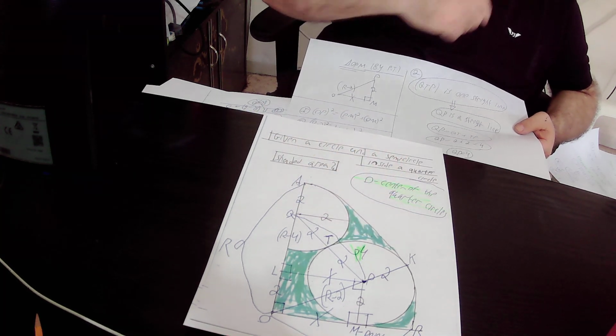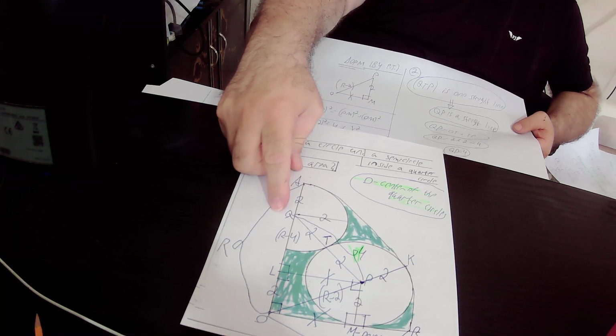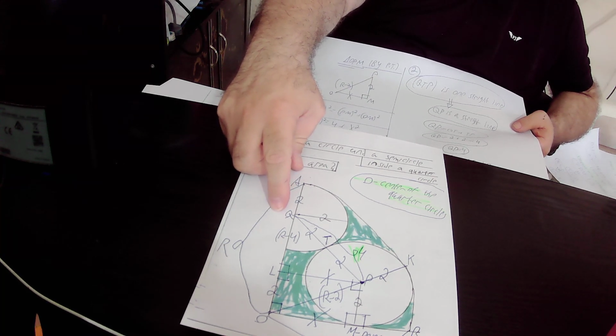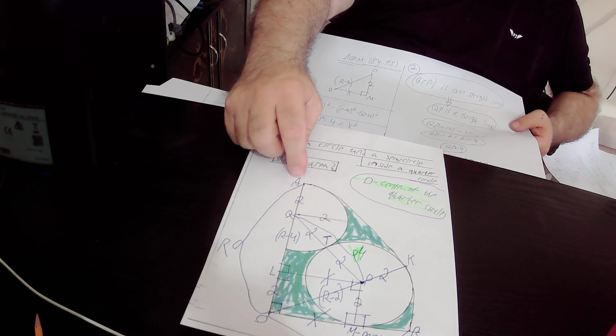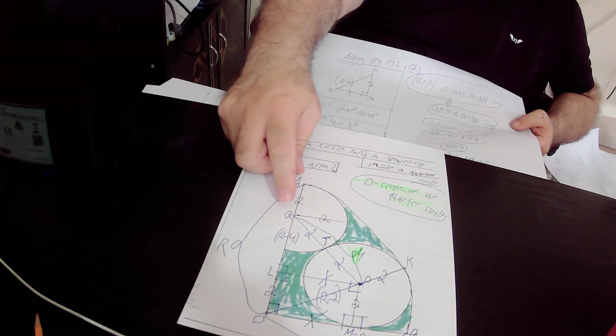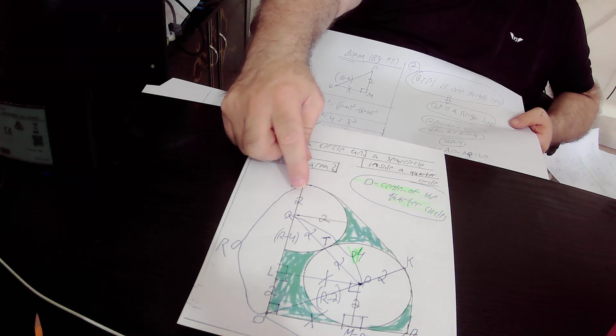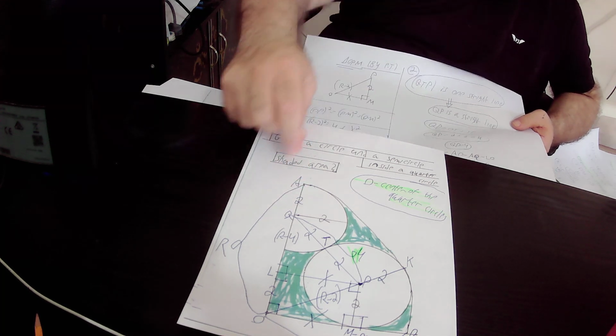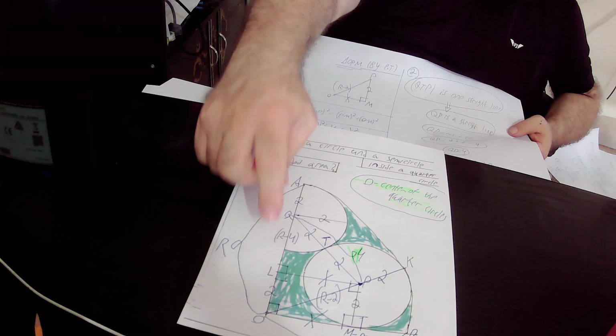Then we find the length of line segment QA. Q is the center of the semicircle. A is a point on the semicircle itself, therefore QA is the radius of this semicircle, which is equal to 2 units. And what is the length of line segment QL?